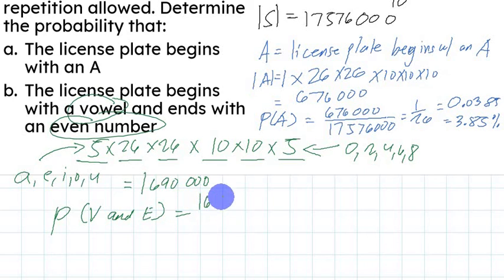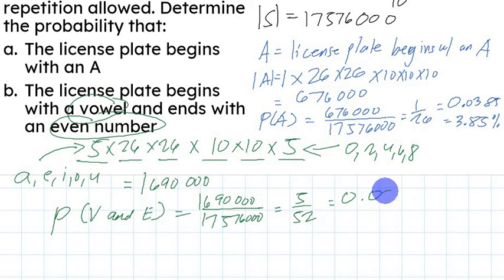So therefore, the probability that you get a vowel at the start and an even number at the end will be 1,690,000 over 17,576,000. In lowest terms, this is 5 over 52. In decimal form, 0.0962, rounded off to 4 decimal places. In percent, it's 9.62%.